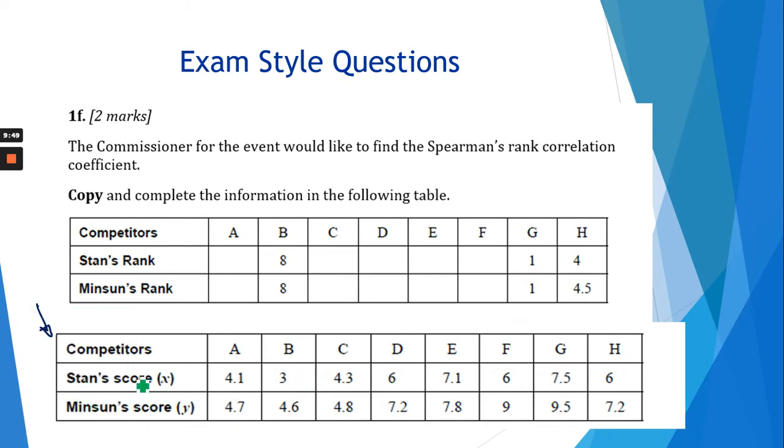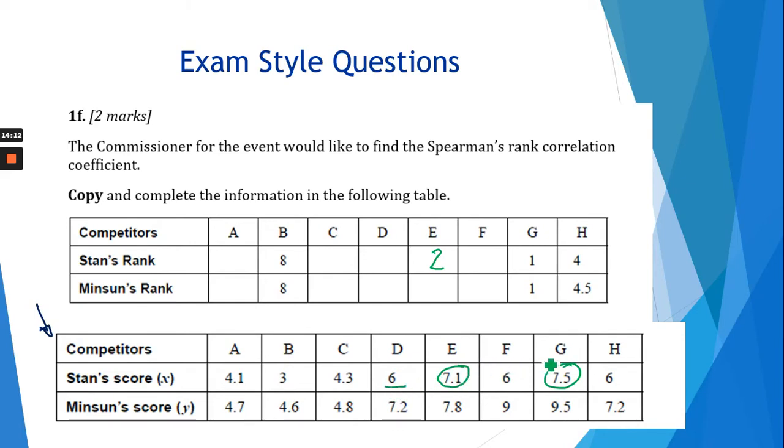So let's take a look at the first row, Stan's score. The highest value is 7.5, so we put number 1. It's the first one on the rank, number 1. The second value is 7.2, which is letter E, so this should be the second one, number 2. After this one, we have 6.